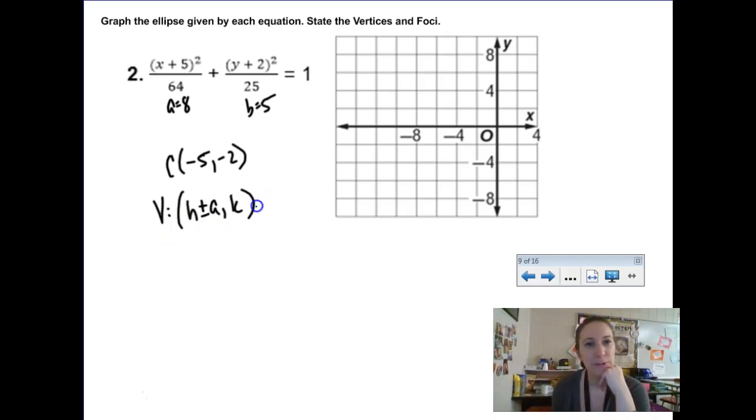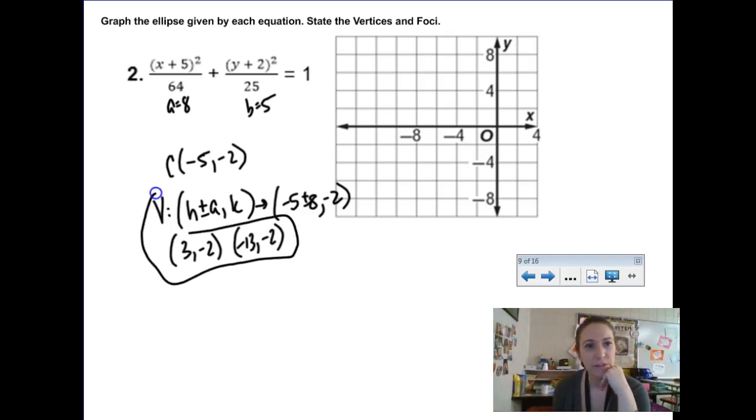So using that formula, -5 plus and minus 8 comma -2. So the location of them are -5 plus 8 would be 3, -2, and -5 minus 8 is -13, -2. So I don't really love using the formula to find vertices or co-vertices for that matter. Let's go ahead and find the co-vertices while we're at it.